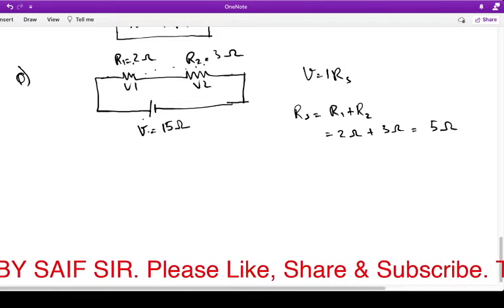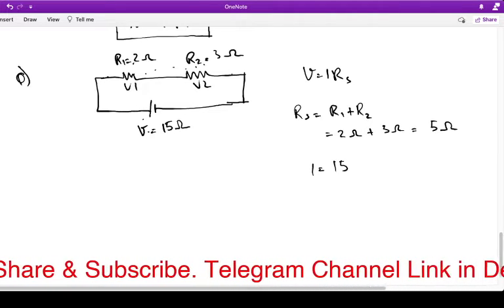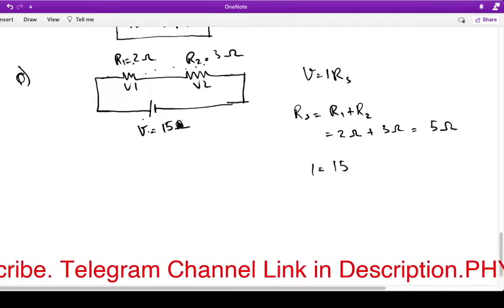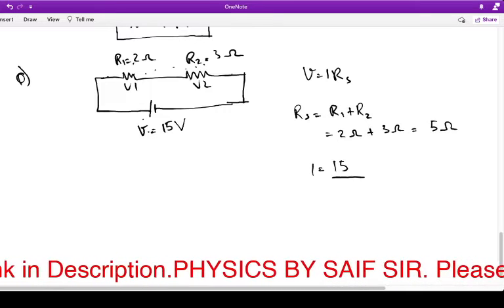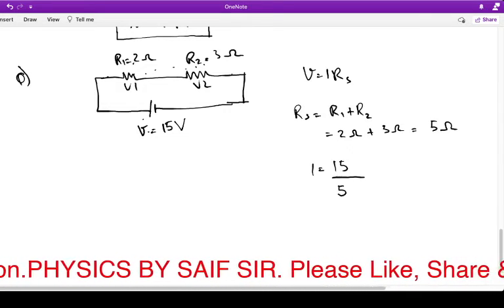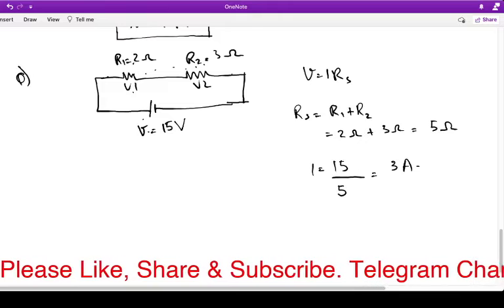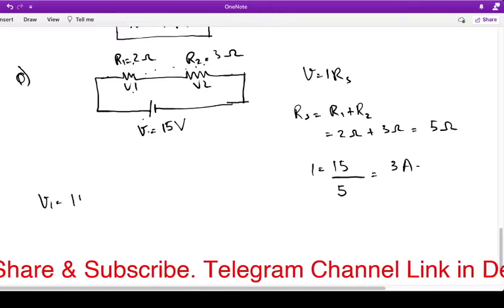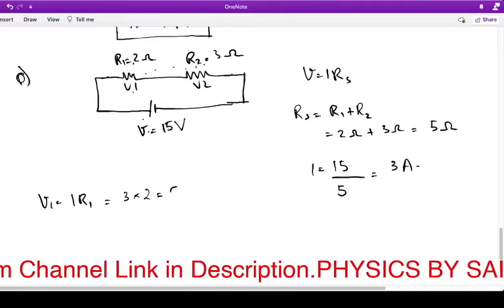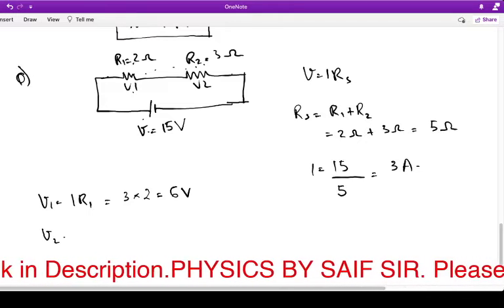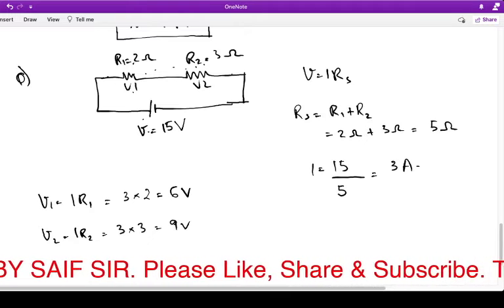Now you can find the current. I is equal to voltage, which is 15 volt, divided by RS, 5. So you will get 3 ampere. Now you can easily find V1 and V2. V1 is equal to I R1, which is 3 into 2. You will get 6 volt. And for V2, I R2, 3 into 3, you will get 9 volt. Okay, you got V1 and V2.